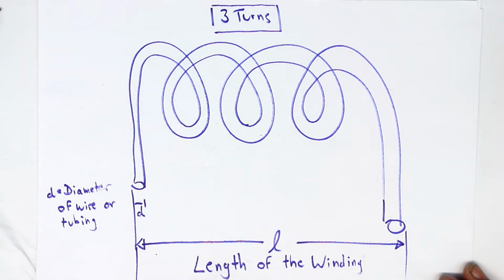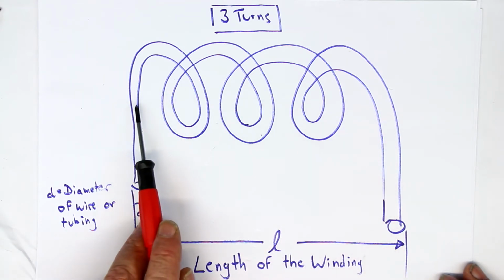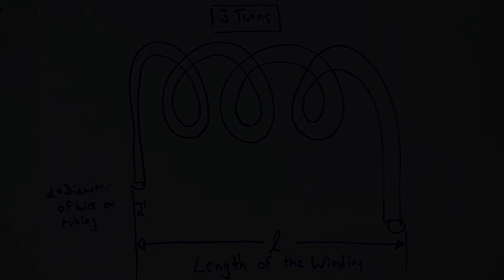So what is the basic thing I want to explain here with the length of the winding is just the physical distance between the start of the winding and the end of the winding if you are winding it like a solenoid. So I hope this became clear, and now let's return to our spreadsheet.